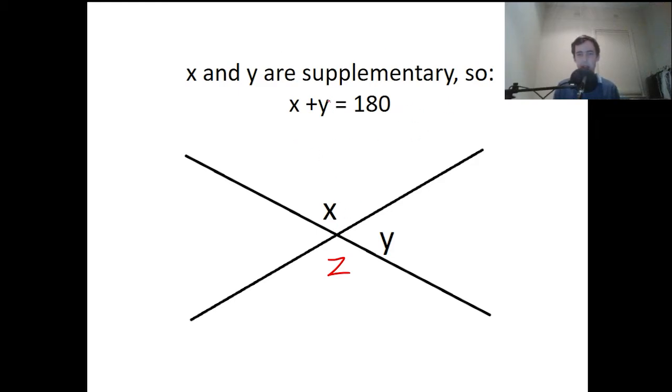And I can also say z plus y equals 180 because they're supplementary along this line.